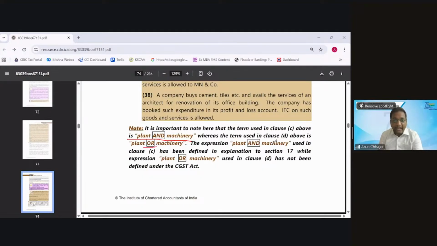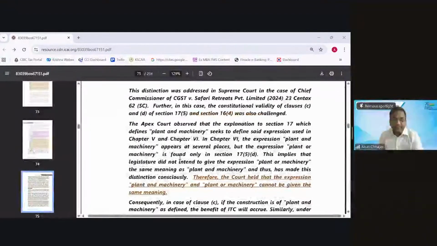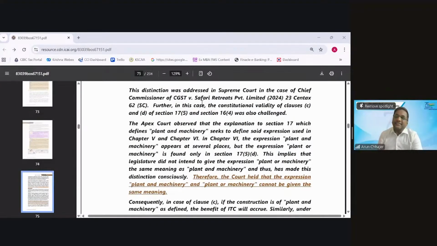The expressions plant and machinery and plant or machinery have not been defined in the GST Act. Anyone have any idea about these terms? Correct. Safari reiterate. Very famous landmark judgment. See, why it is being discussed, it is being considered or not. There may be the intention of the legislator only. See, why they have not allowed the ITC.